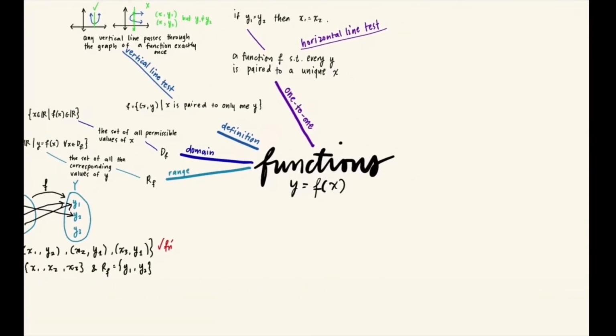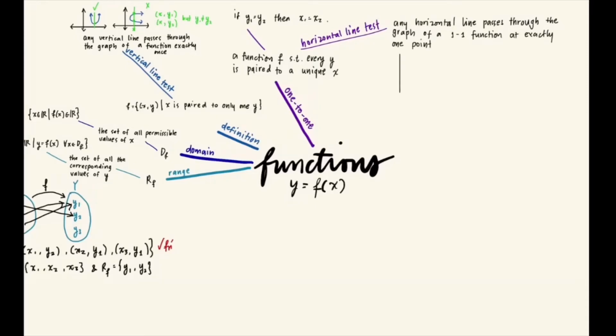To check if a graph is a graph of a one-to-one function, you use the horizontal line test, which says that any horizontal line must intersect the graph of a one-to-one function exactly once, meaning there has to be one point of intersection between any horizontal line and the graph of the function.